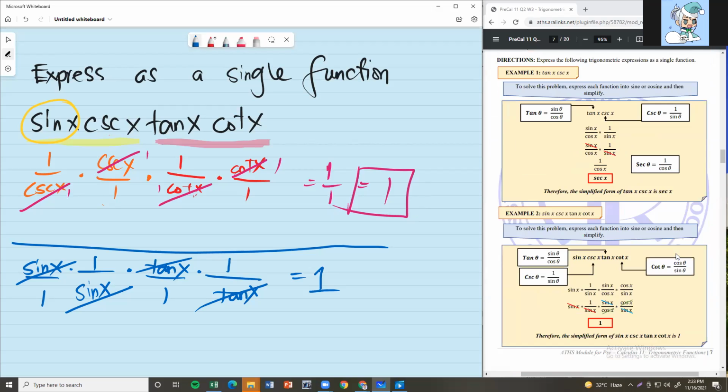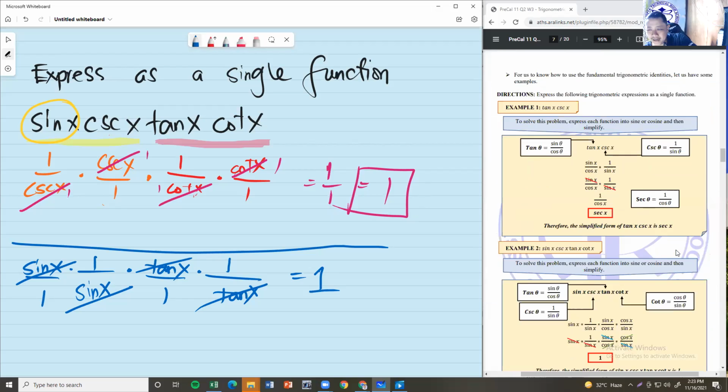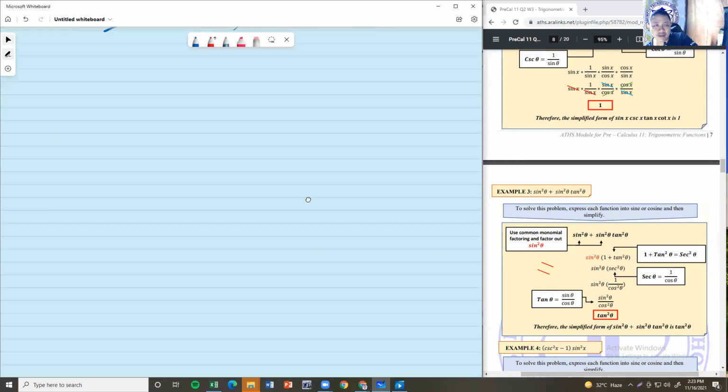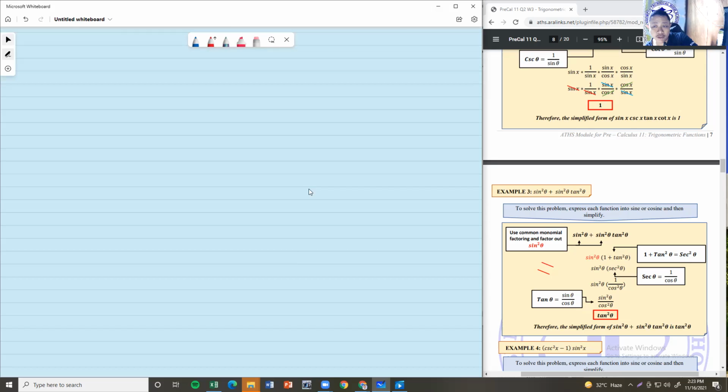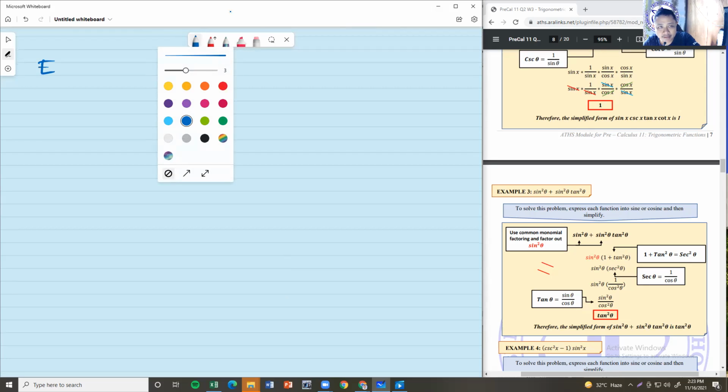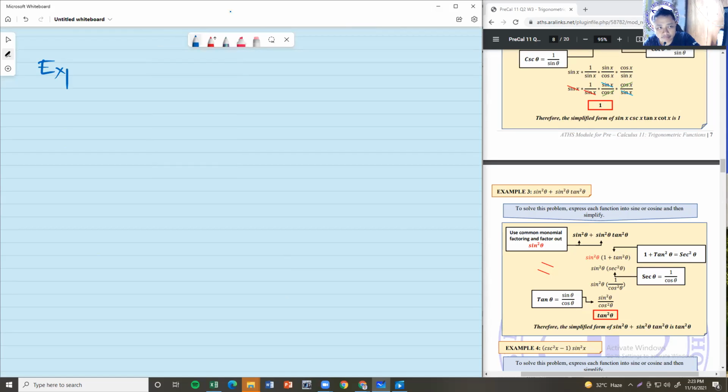Let's use naman the Pythagorean identities. As you have noticed in our previous examples, we did not use the Pythagorean simply because there were no squareds among your trigonometric functions. Now, what if we have squared in the given? So might as well use the Pythagorean identities. Let's have this. Again, express as single functions.